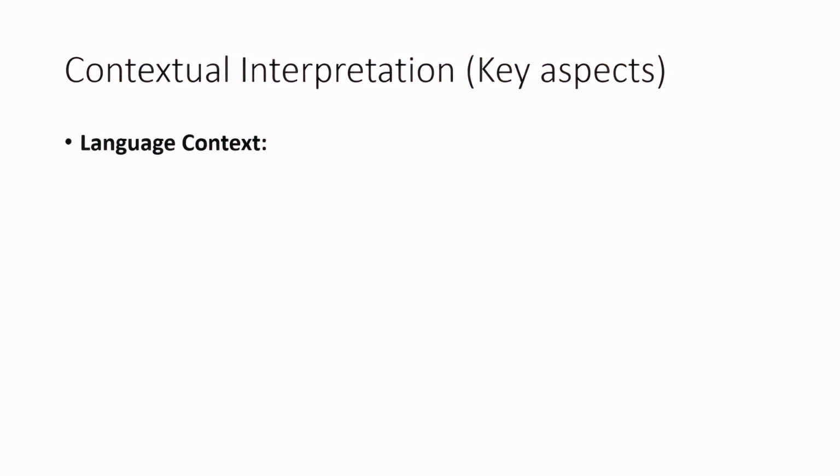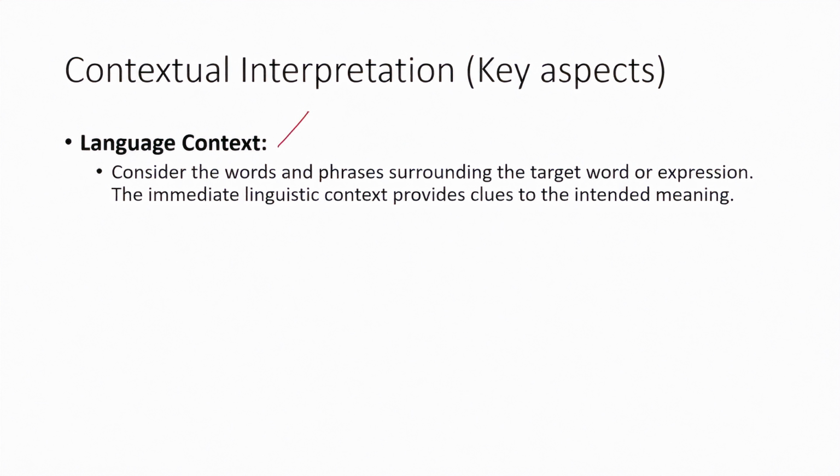The number one is language context. Consider the words and phrases surrounding the target word or expression. The immediate linguistic context provides clues to the intended meanings. So particular words have particular meanings in particular texts. So what context are they used in? Considering this context would help with the meaning.